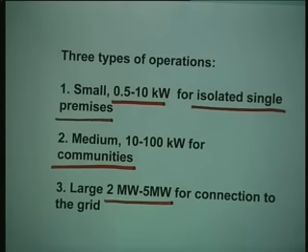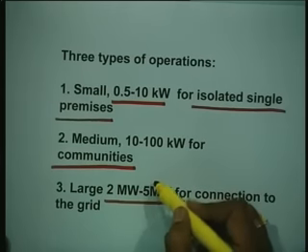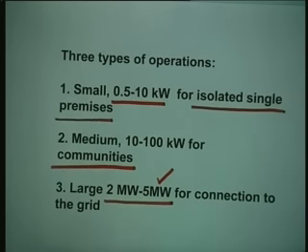Large, 2 megawatt to 5 megawatt. Please remember 2 megawatt to 5 megawatt is large in renewable, which is very, very small for a conventional power station, but it is large in wind. We haven't yet gone beyond 5 megawatt in a wind power station. 10 megawatt is coming, of course. For connection to the grid, it no longer works as an isolated wind power station or as an autonomous wind power station. It works as grid connected.